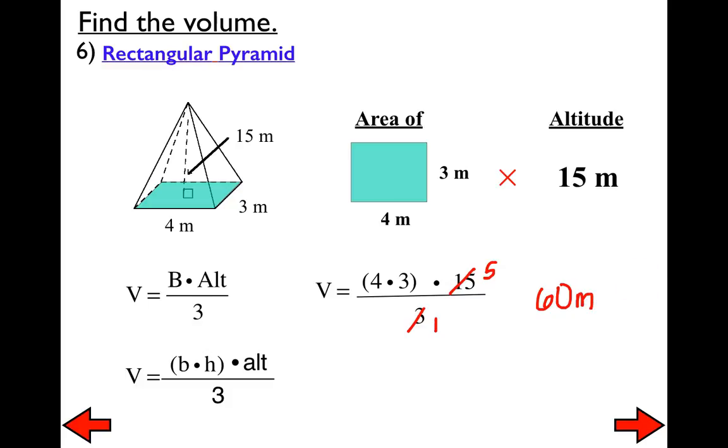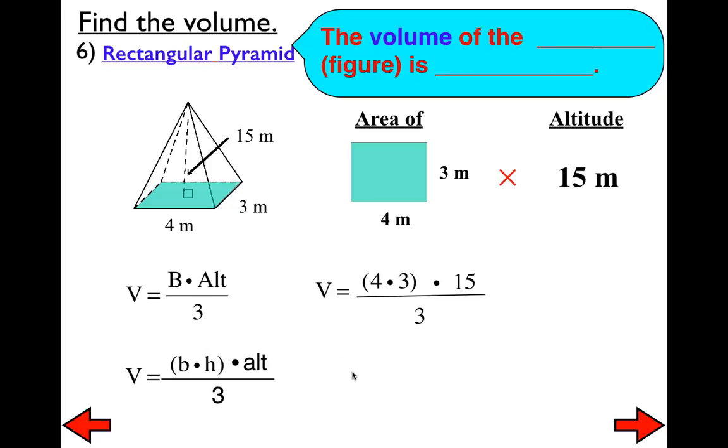Okay, and last but not least, the other option would be to do 4 times 3 times 15 and then divide by 3. But that's going to be a little bit more work, so I highly do not suggest that method. Always cross cancel when you can, because you want to reduce those numbers down. So my answer is going to be the volume of the rectangular pyramid is 60 meters cubed.